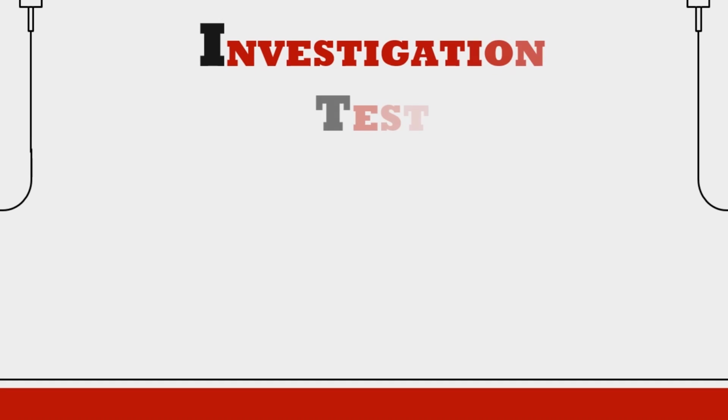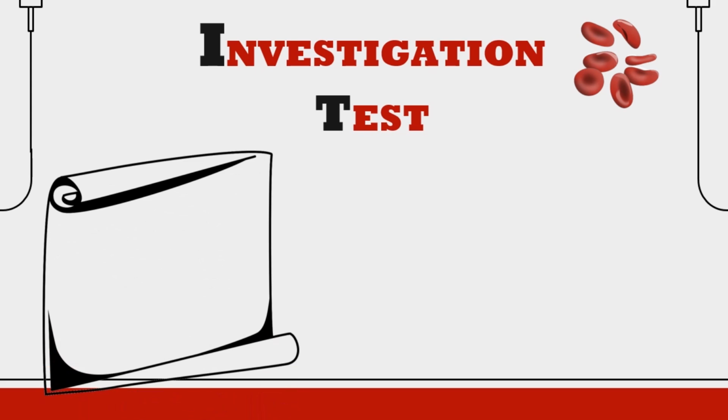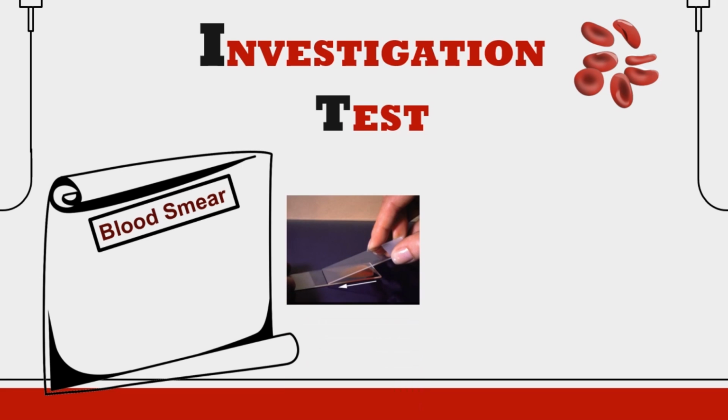Let's move on to the further investigation tests in relation to this case. In addition to the complete blood count, we can also conduct several tests to confirm this case. First of all, the test that can be used is the blood smear or peripheral blood film test. Basically, this test requires simple technique and equipment, which is a glass slide and of course a functional microscope.